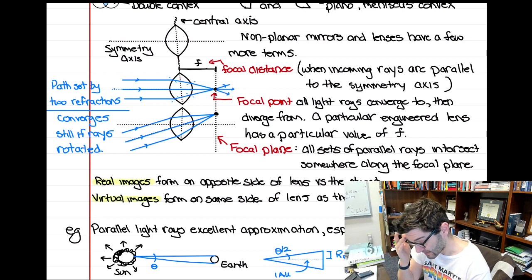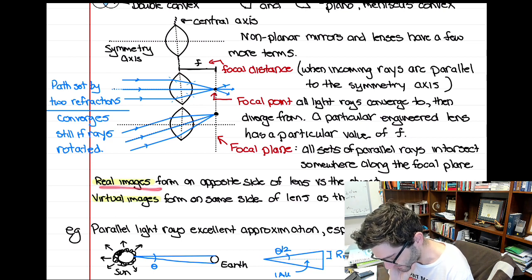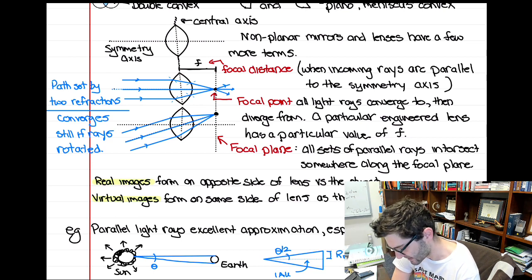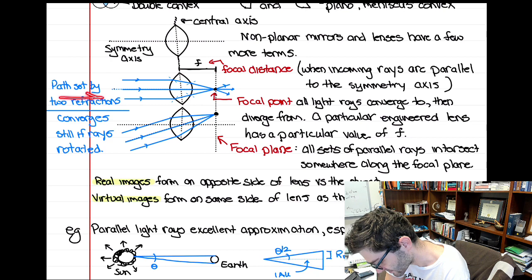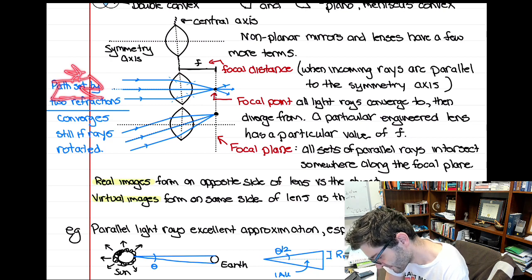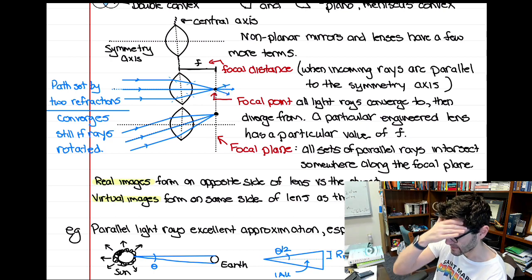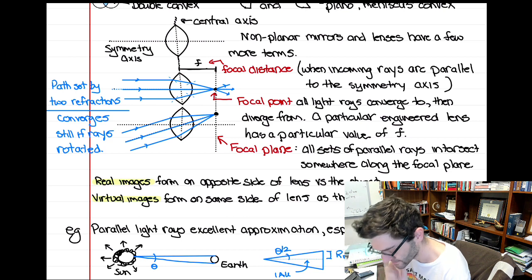It turns out real images form on the opposite side of the lens as the object. So the object, the Christmas tree or whatever it was over here, and all those light rays converge to a point here, that would form a real image at that point. That is where we would see the Christmas tree, using the lens to project the image somewhere else.